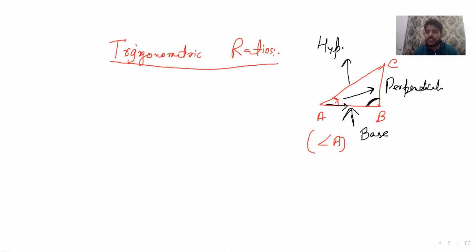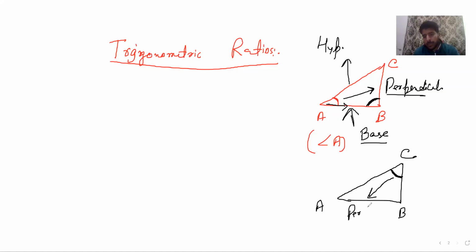This notation gets changed if I change the reference angle from A to C. So let me draw that triangle again. If I change the reference from angle A to angle C, this is again the same triangle, but I have changed the reference angle. So the perpendicular and base will get interchanged. That is, the side opposite to this reference angle will be called your perpendicular, and this side will be called your base. Hypotenuse will remain the same because it's the longest side of your triangle.